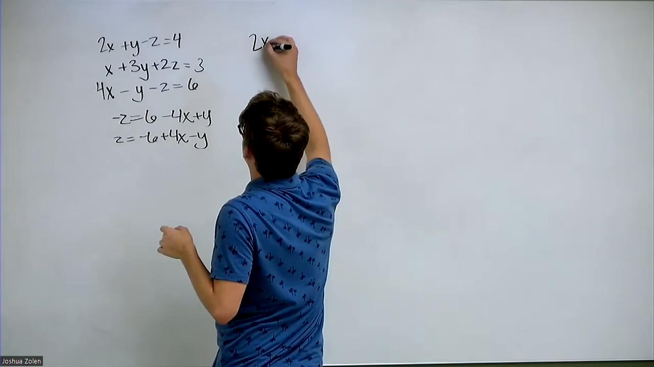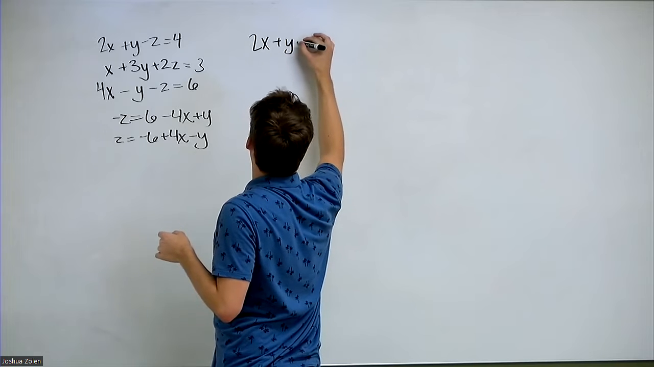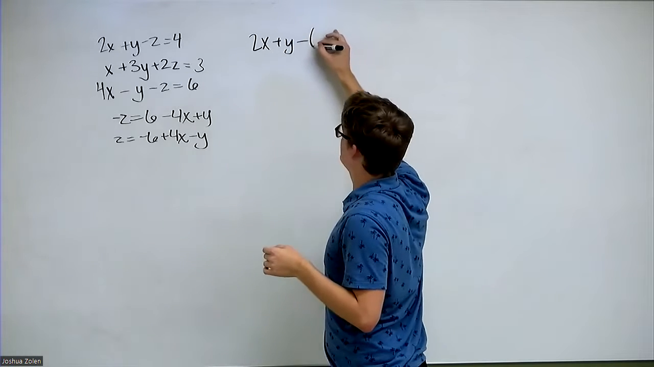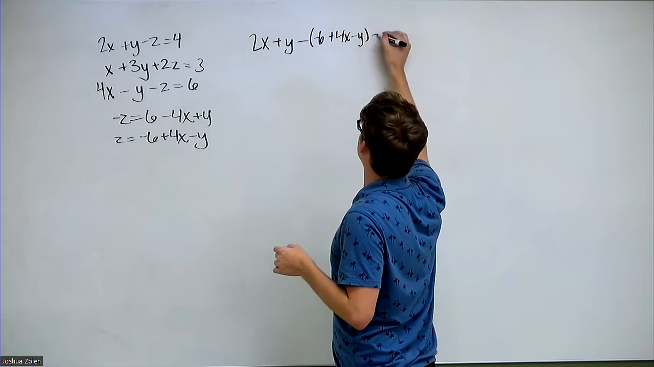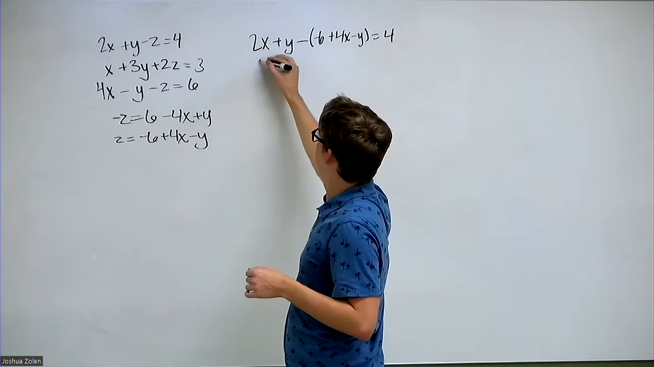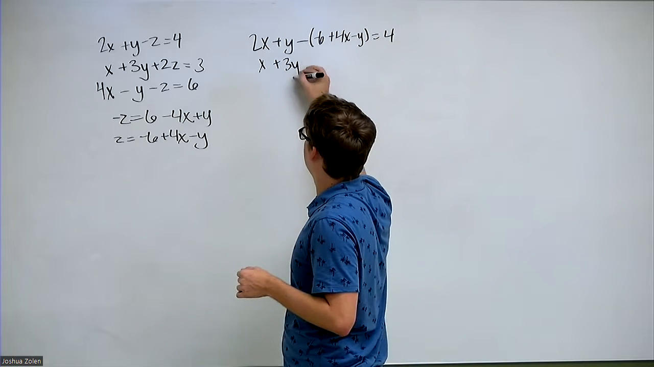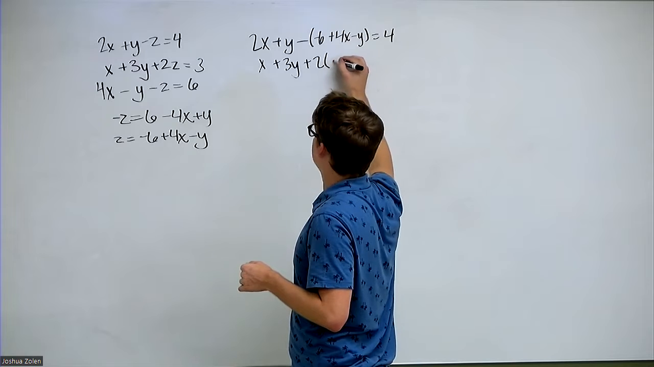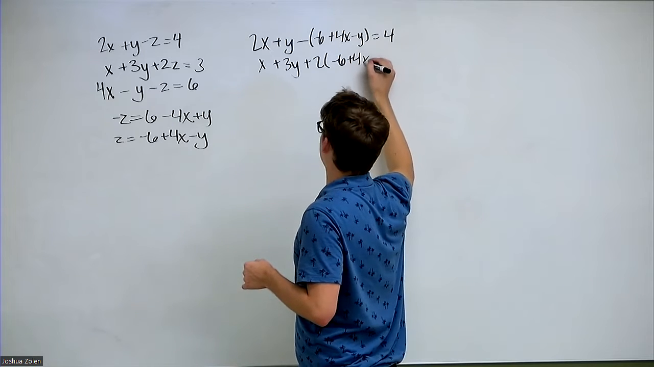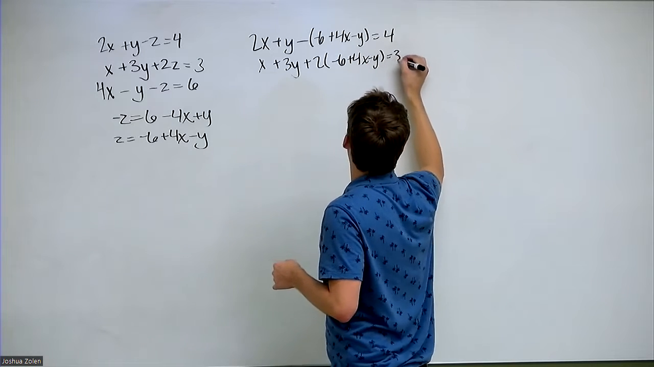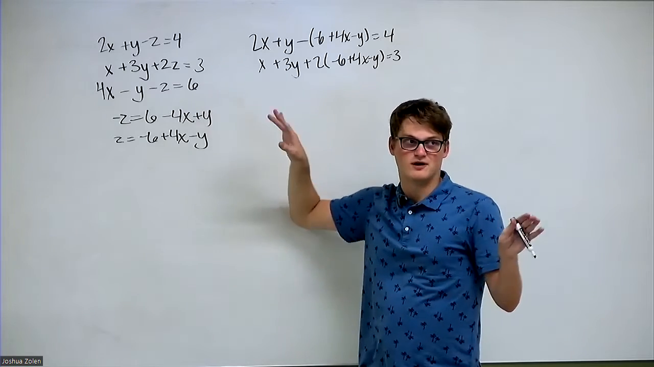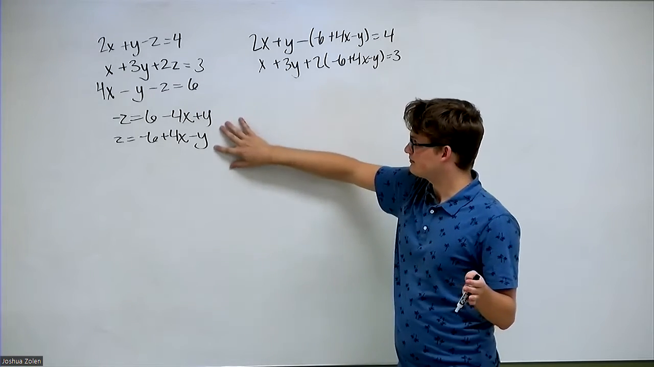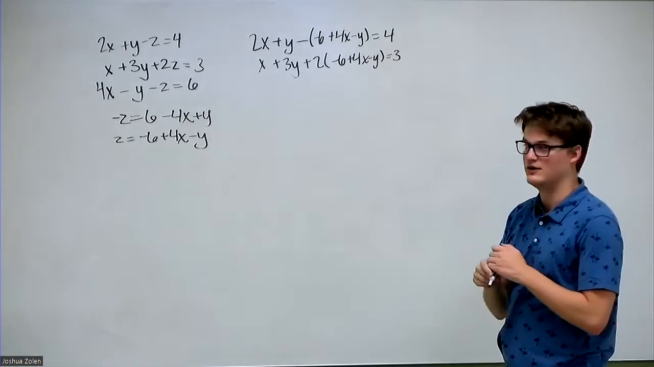So we have 2x plus y, that's going to stay the same. Then we have minus -6 plus 4x minus y is equal to 4. And in our second equation, that's equal to 3. Since we flipped around our third equation, we're just going to ignore that for now. We dealt with it, we have that right here. And we're just going to work with the first two equations.